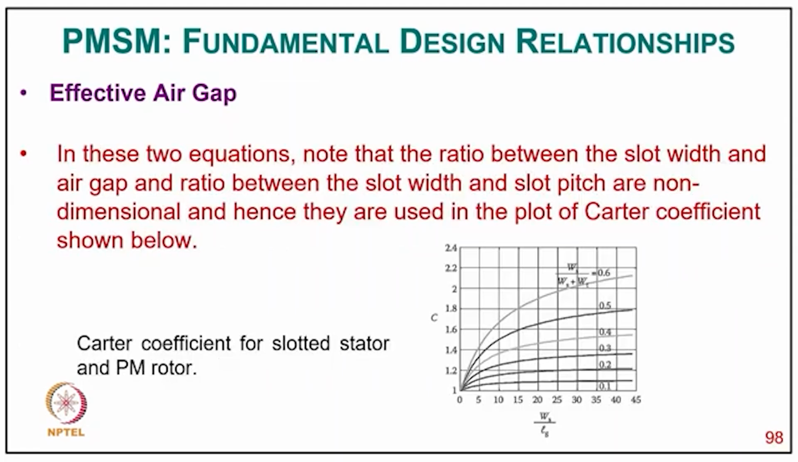So in these two equations, note that the ratio between the slot width and the air gap, and the ratio between the slot width and slot pitch, are non-dimensional, and hence they are used in the plot of Carter coefficient shown here. You can see C is the Carter coefficient, which varies with the width of the slot divided by the length of air gap for slotted stator and PM rotor, and it typically varies over a wide range.